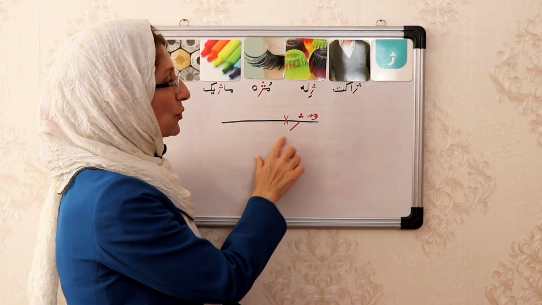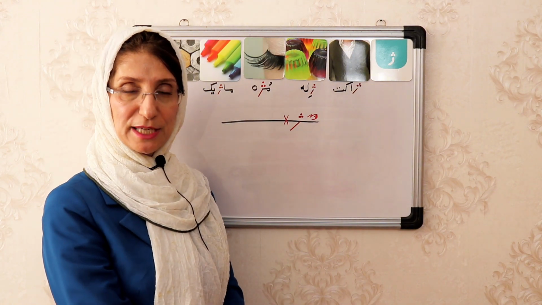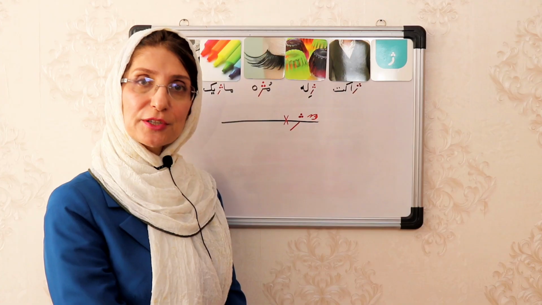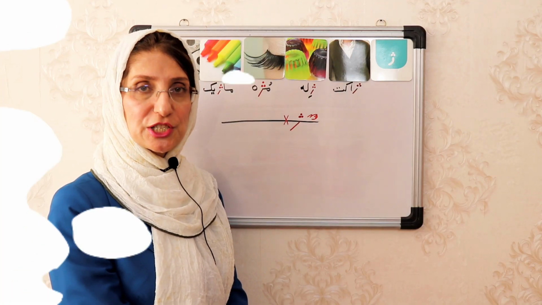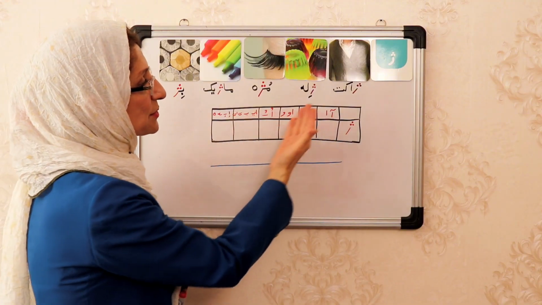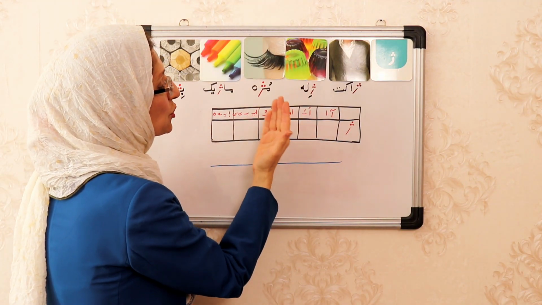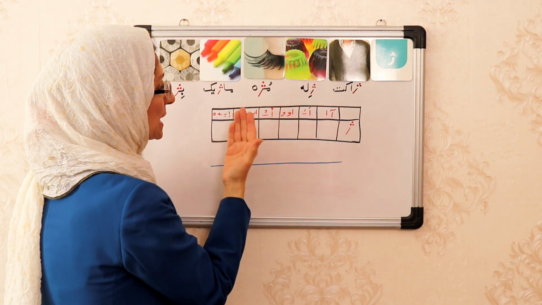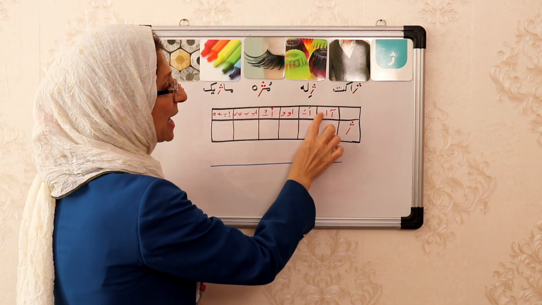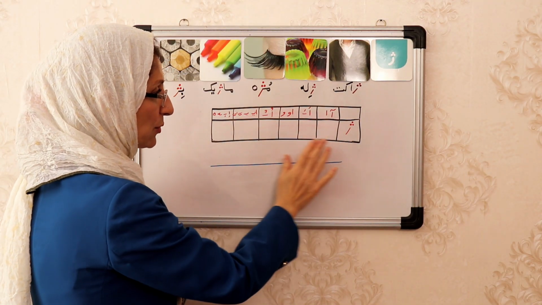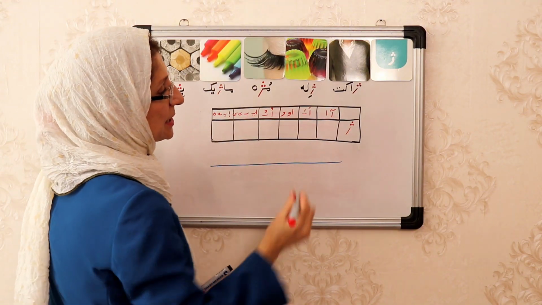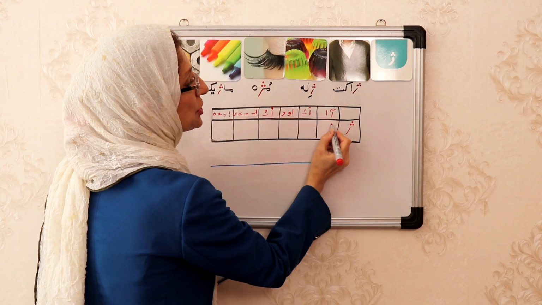Now, let's go to our table of friendship and make friendship between j and our vowel sounds to see what other words we can write with j. This is our table of friendship. We have learned the vowel sounds A, U, O, I, E. And we should make friendship between j and A, and all these, to make new words in Persian. J and A, ja.